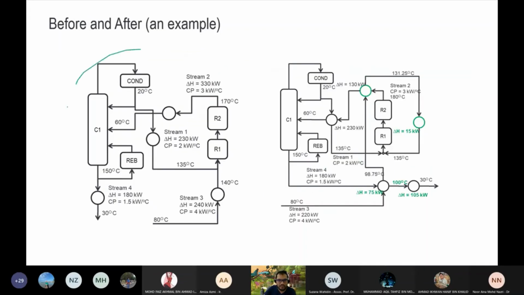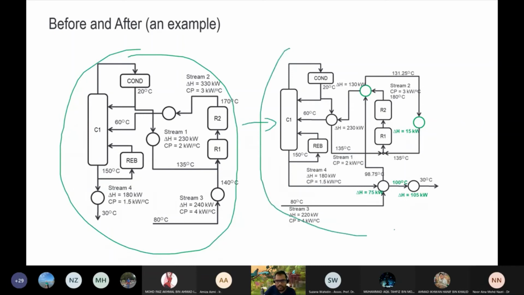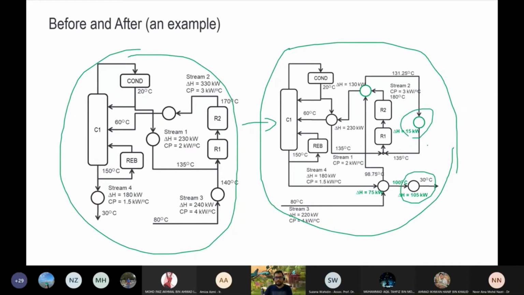This is your base case, and this is your best case. So you can have this. This is the heating, the cooling utility, this is the hot utility, and so forth. So you can have this side by side and then present it to your supervisor or examiners and see.